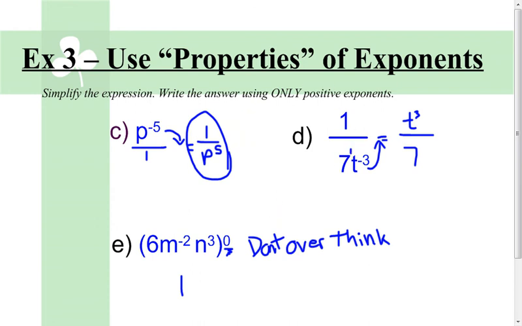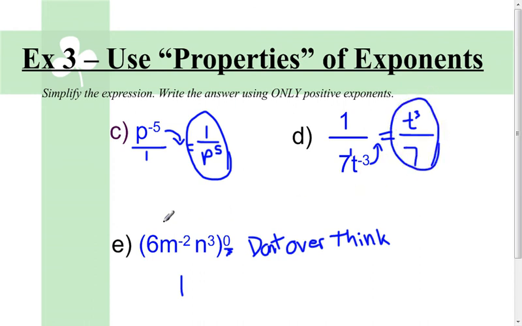Letter D. This problem is only tricky for the folks who think that this 7 is also to the negative third power. It's not. The t is to a negative third power. The 7 technically has a power of 1. So when I'm passing stuff over the fraction bar to make this negative third power a positive third, I am not taking the 7. I'm only taking the t. So the t to the negative third power passes over the fraction bar, becomes t to the positive third. The 7, it had a positive exponent. It stays down there. That would be the final answer.